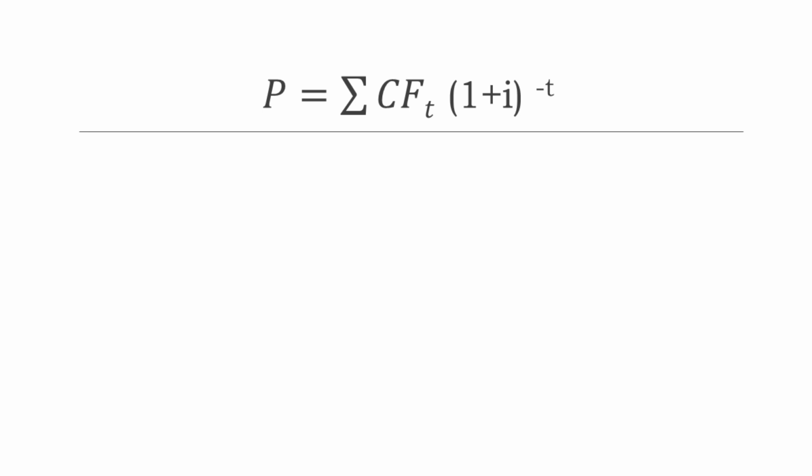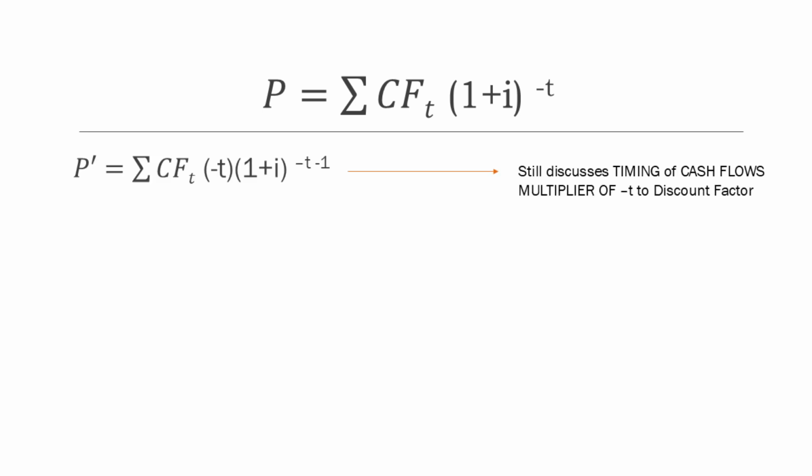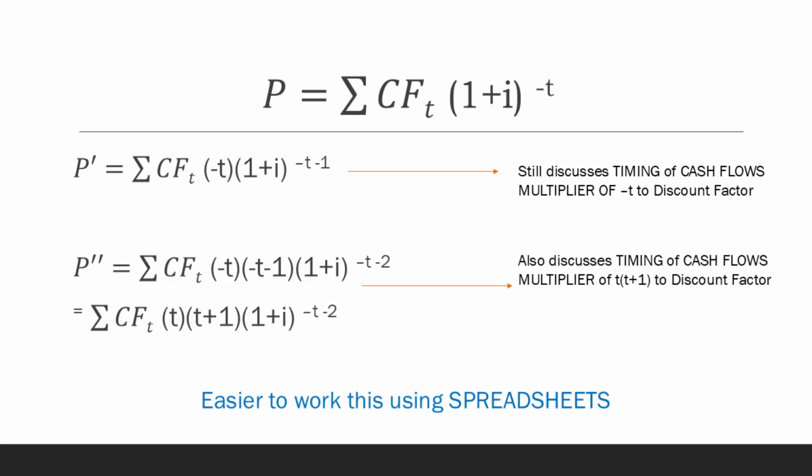Therefore, we can simply take a look at P prime, which is equal to the cash flow times negative t times (1 + i) raised to the power negative t minus 1. And then the second derivative will be the summation of the cash flows times negative t minus 1 times (1 + i) raised to the power negative t minus 2.